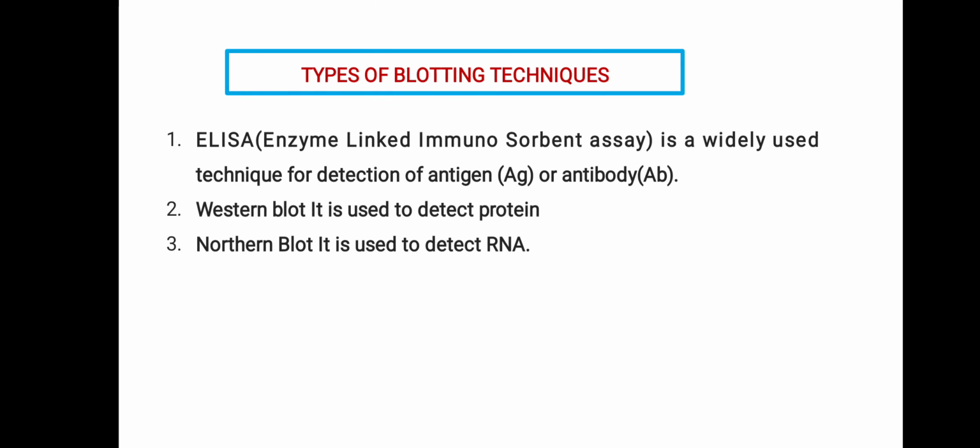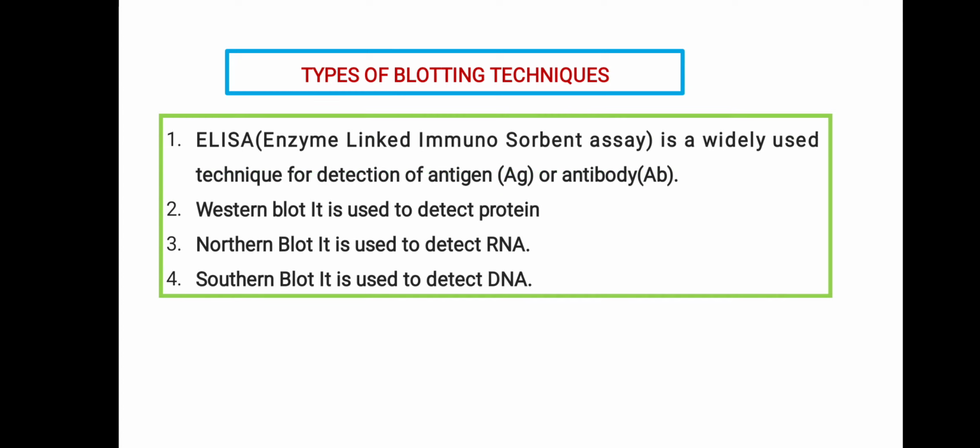Then, types of immunoblotting techniques. There are four types of immunoblotting techniques. First, ELISA. ELISA stands for enzyme linked immunosorbent assay. What is the full form of ELISA? E means enzyme, L means linked, I means immuno, S means sorbent, and A means assay. ELISA is a widely used technique for detection of antigen or antibody.